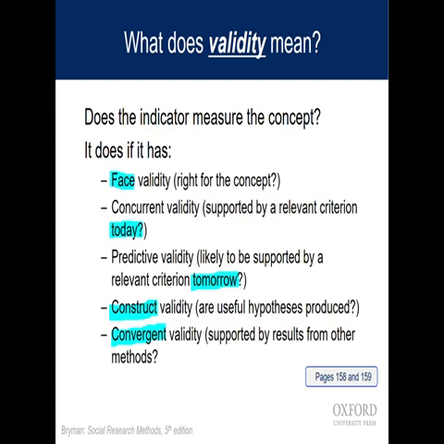Now, convergent validity, this one is important. That's supported by results from other methods. So here's a term you should know that goes along with convergent validity. It's called triangulation. Now, what does this mean?